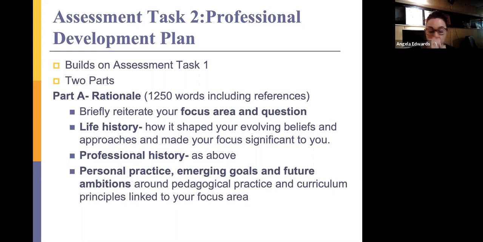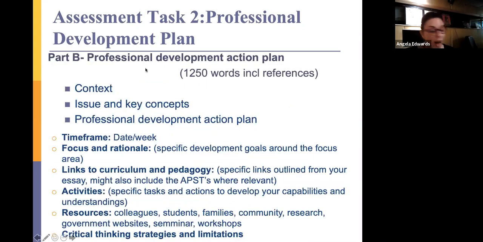So your rationale will then lead into your action plan. This will involve thinking about your chosen focus and developing a plan of action to move forward in implementing some of the implications that you put forward in your essay. Again, headings are suggested to guide you.